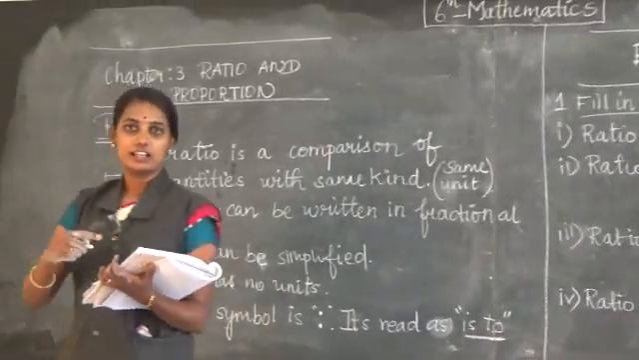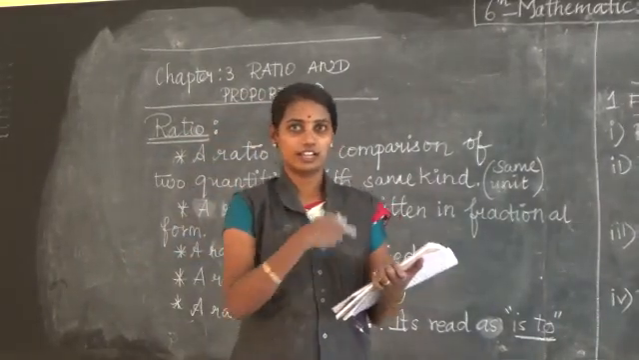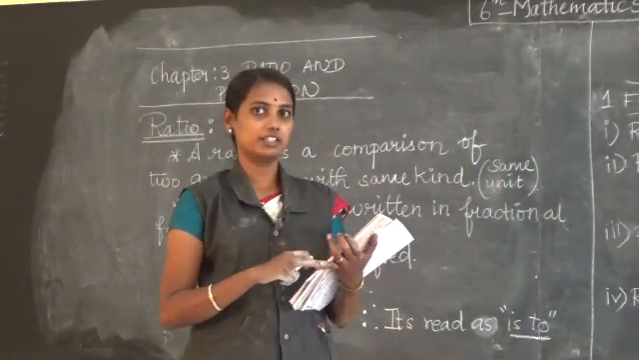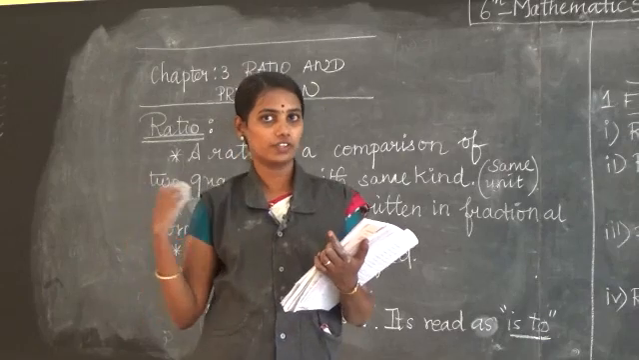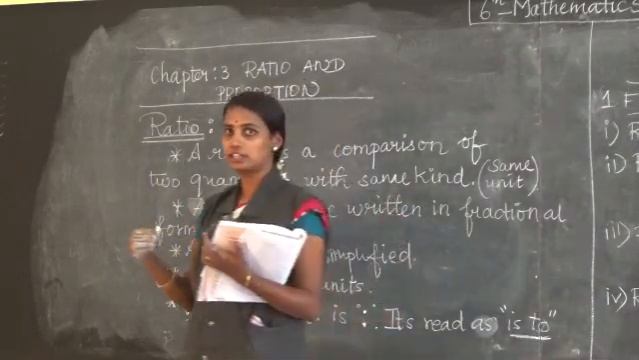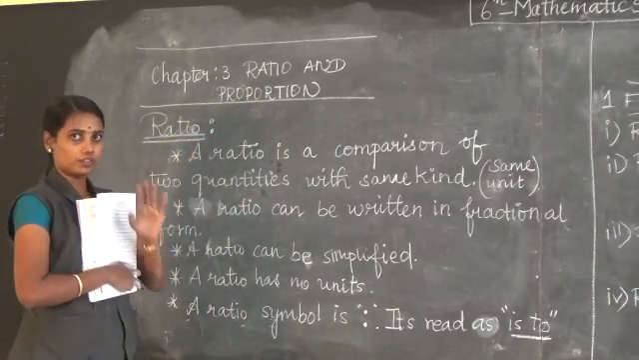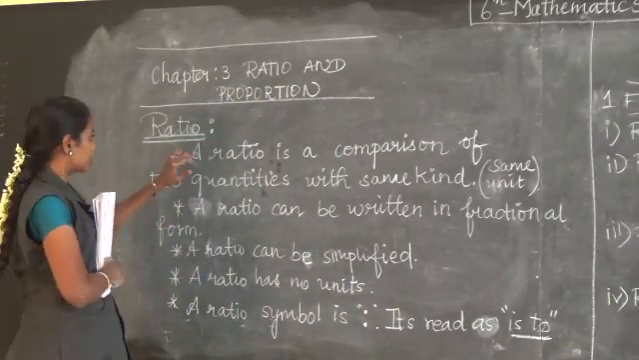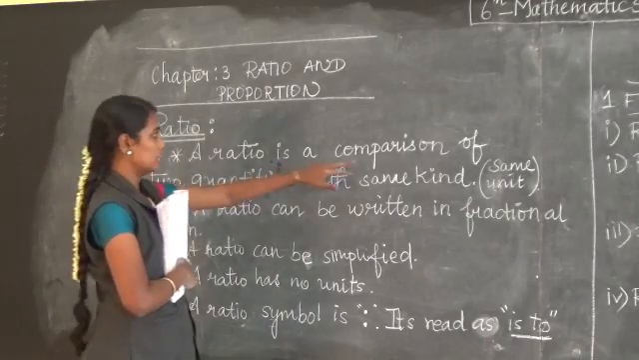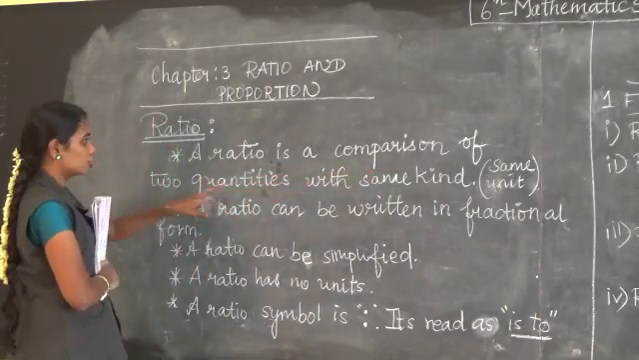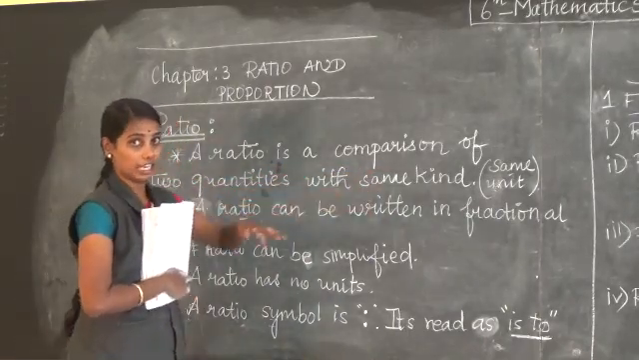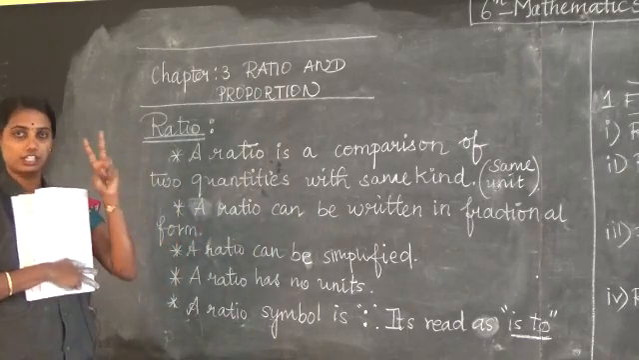Okay, listen to me. Last time we saw the second chapter. The second chapter is over. Now we are going to see the third chapter. The third chapter is ratio and proportion. First we will learn what is ratio. A ratio is a comparison of two quantities of the same kind. Two quantities. How many quantities? Two quantities.